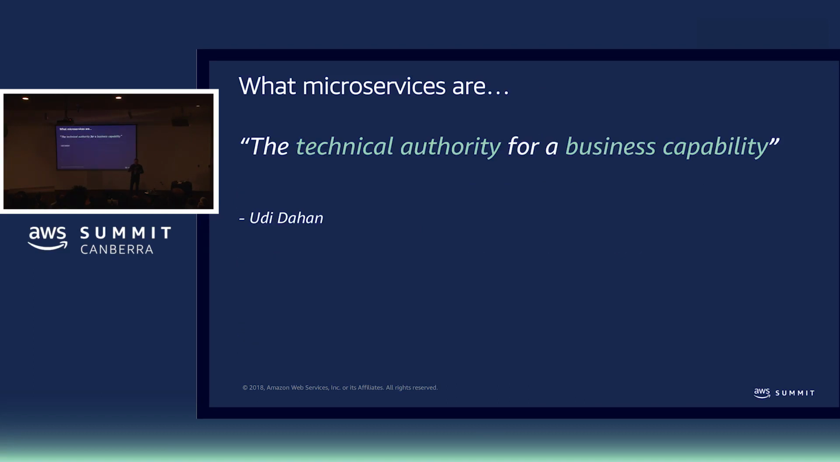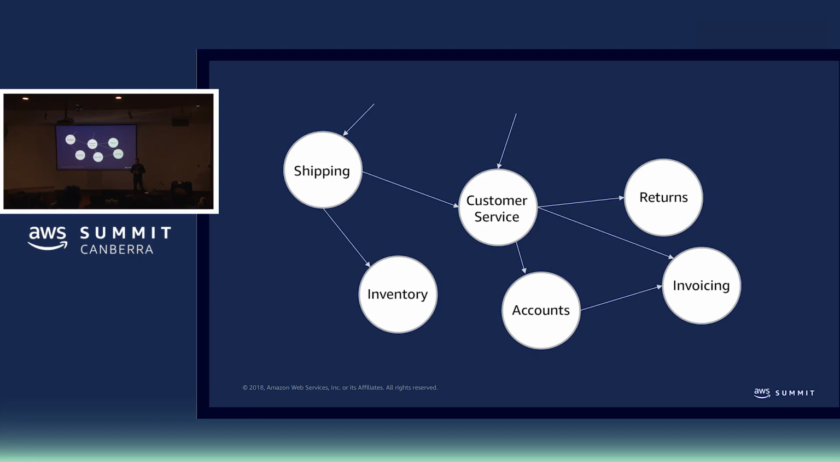The best microservice definition, that I think is the shortest and the sweetest, is this one here from Udi Dahan. It talks about the technical authority for a business capability. This makes no assumptions around process or deployment, but puts the strong emphasis on the responsibility around a business domain or a business capability.